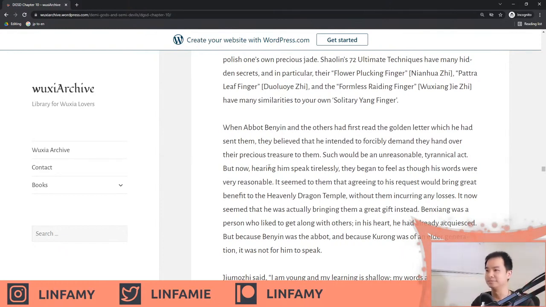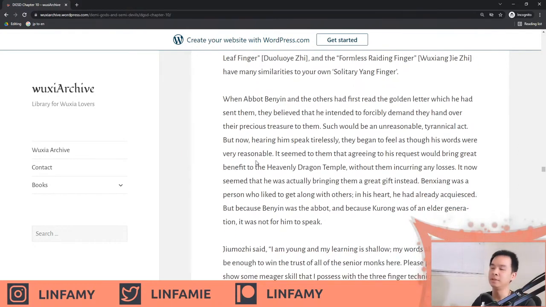Seems too good to be true? Maybe. When Abbot Ben Yun and the others had first read the golden letter which he had sent them, they believed that he intended to forcibly demand they hand over their precious treasure to him. Such would be an unreasonable, tyrannical act, but now, hearing him speak tirelessly, they began to feel as though his words were very reasonable. It seemed to them that agreeing to his request would bring great benefit to the Heavenly Dragon Temple, without them incurring any losses. It now seemed that he was actually bringing them a great gift instead.